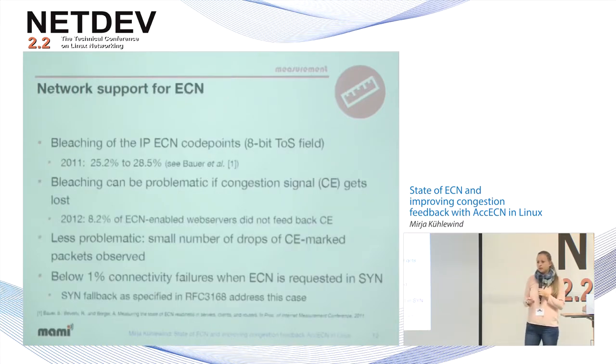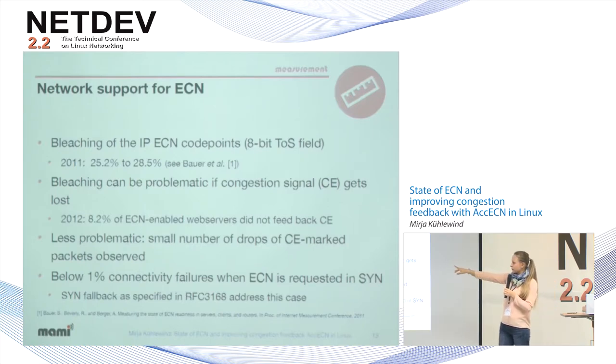If you turn on ECN on your machine right now, there might be a couple of problems. One is that there are still machines out there that didn't get the memo that the TOS field is not 8 bits anymore, but the DiffServ field is only 6 bits. So they rewrite the whole TOS field, which is 8 bits, and they rewrite the ECN flags as well.